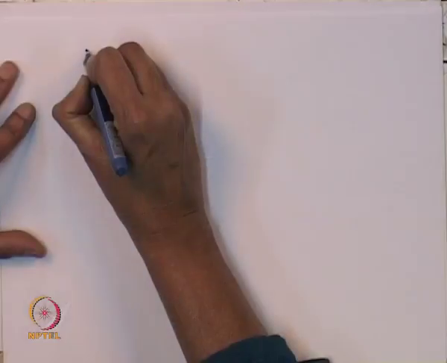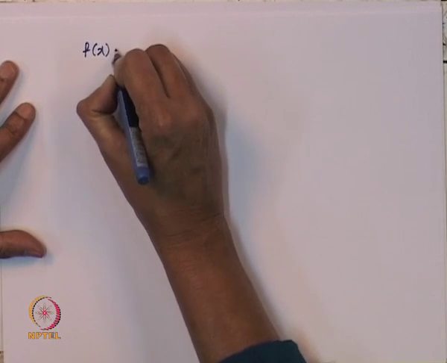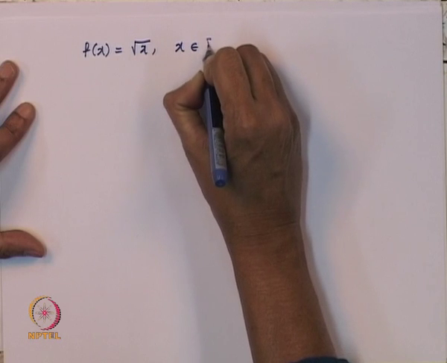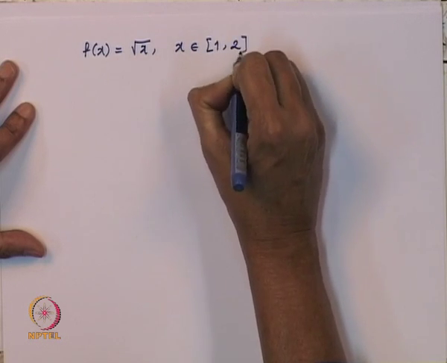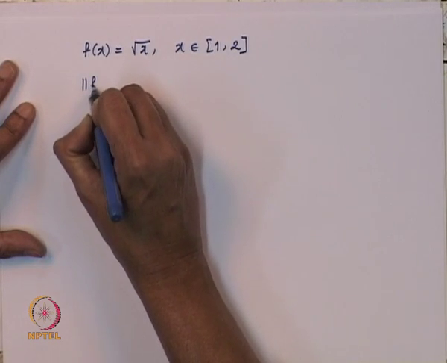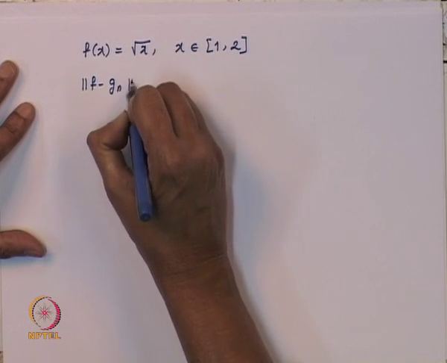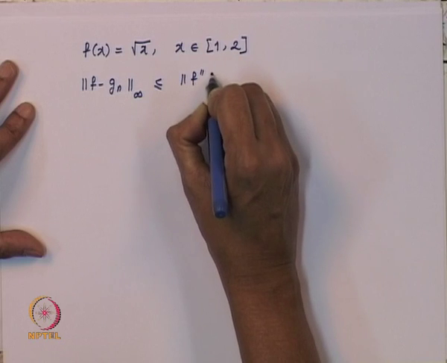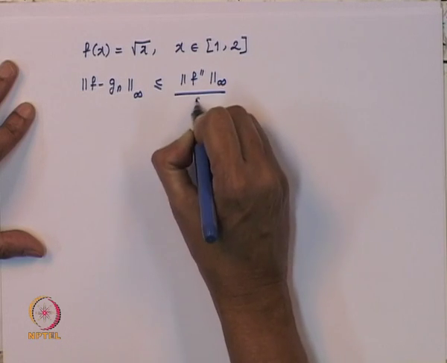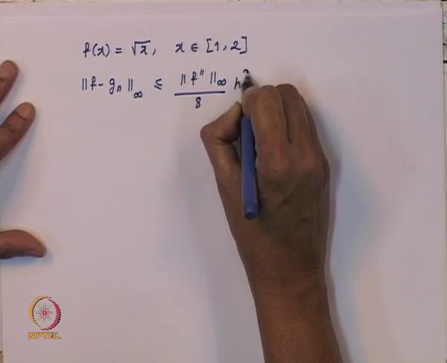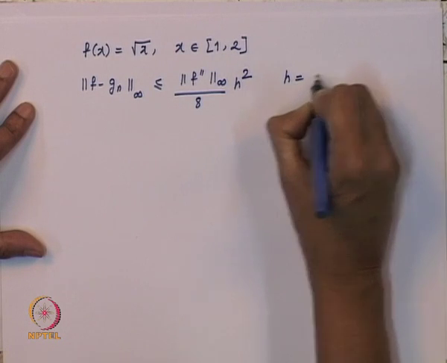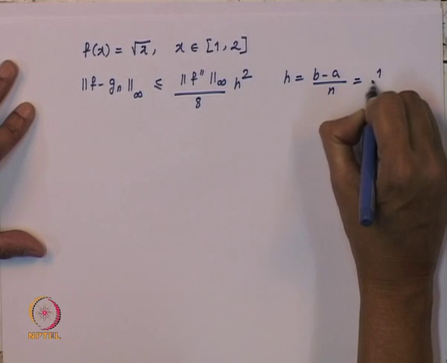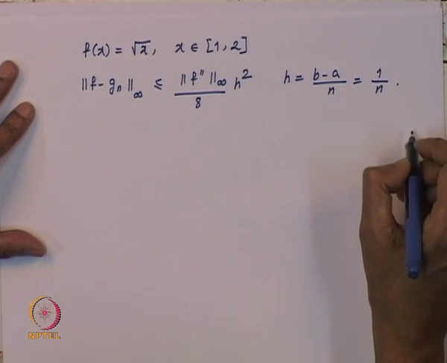The same example we are also going to consider for the piecewise quadratic polynomial. So, we have f(x) is equal to root x, x belonging to [1, 2]. We have norm of f minus g_n infinity to be less than or equal to norm f double dash infinity divided by 8 into h square, where h is (b minus a)/n, and in this case it is going to be 1 by n.